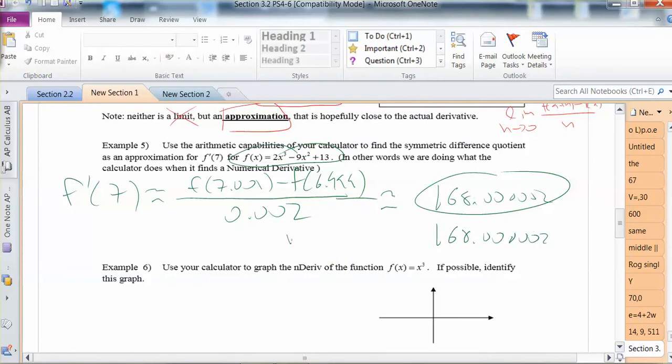If I do nderiv, the numerical derivative in the calculator. And I can't write right now. I think I'm just a little bit too excited for the Giants game about to start. So there we go.